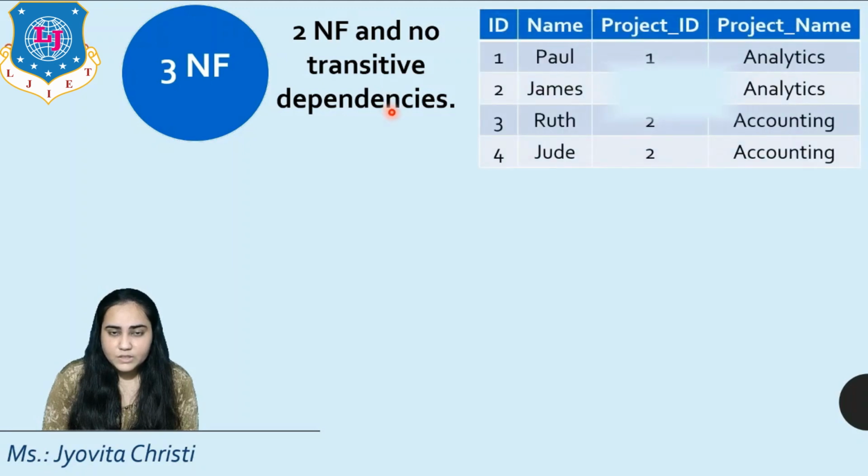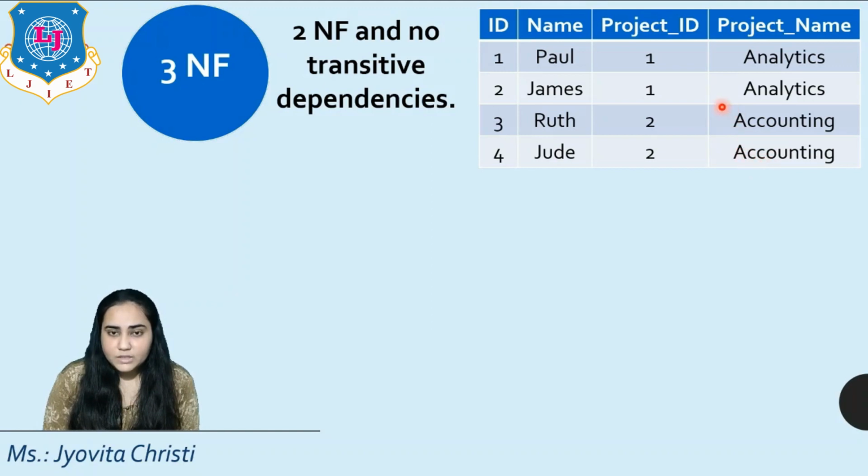So consider this table. This table contains 4 columns: ID, name, project ID, and project name. And there are 4 people: Paul, James, Ruth, and Jude, and they all have unique IDs. And they all work on some project. And we've mentioned the project ID as well as the project name of the project they work on. So Paul and James both work on analytics, and Ruth and Jude both work on accounting. So this is what our table looks like.